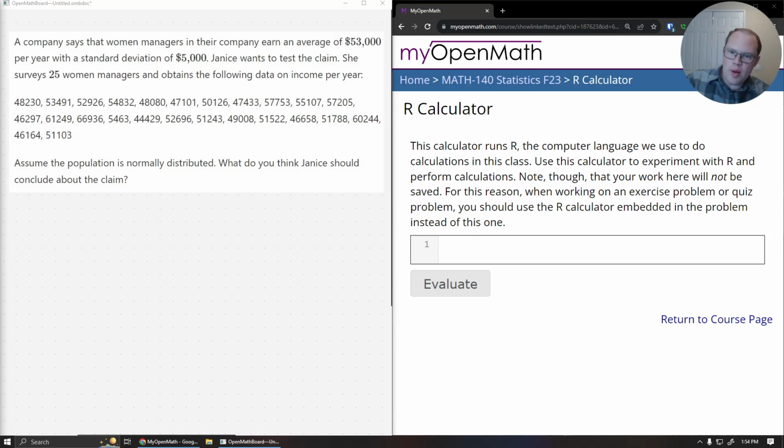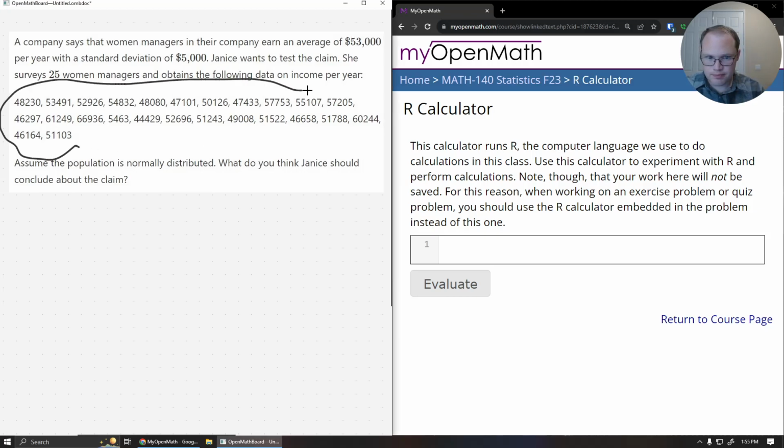A company says that women managers in their company earn an average of $53,000 per year with a standard deviation of $5,000. Janice wants to test the claim. She surveys 25 women managers and obtains the following data on income per year. And here's the data right here. Assume the population is normally distributed. What do you think Janice should conclude about the claim?